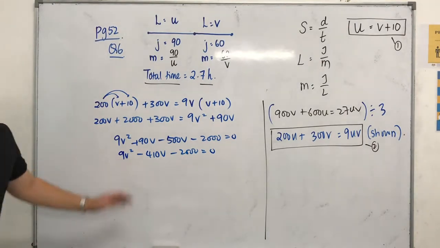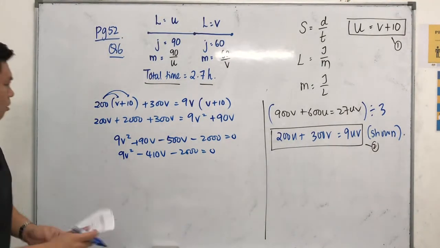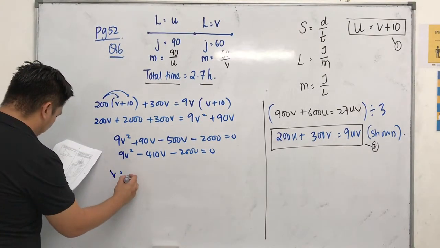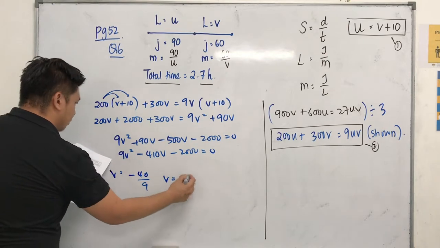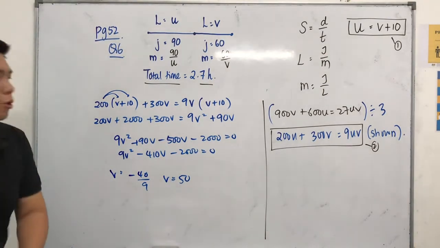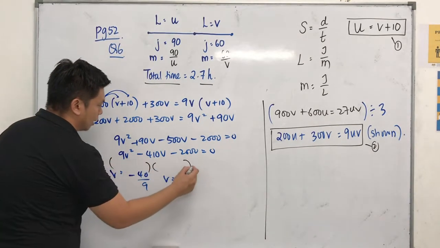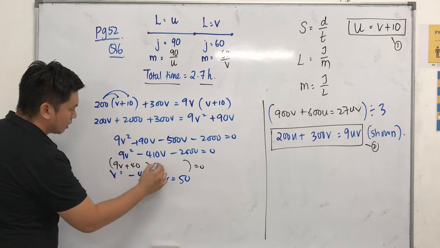So at this stage, just press calculator EQN, and then you should be able to get. Okay, so we get your V is equals to the first one is negative 40 over 9, and then your V is equals to 50. Right. Now, once you got this answer, right? Okay, you have to actually write it back in your bracket. Now this one is as usual. Okay, as usual, equals to 0. Write it back in the bracket. So 9V plus 40. This is V minus 50.